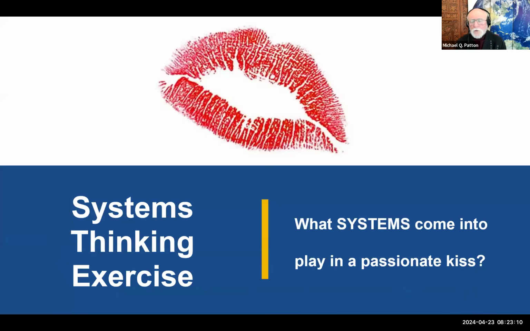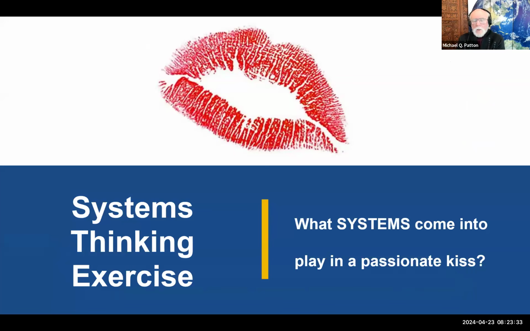So I'm going to take you through a quick and simple systems thinking exercise that will help make this a little bit concrete. I'm going to imagine that you all have some sense of what a passionate kiss is. I expect you've probably experienced one, but you've certainly seen them in the movies or in TV shows.